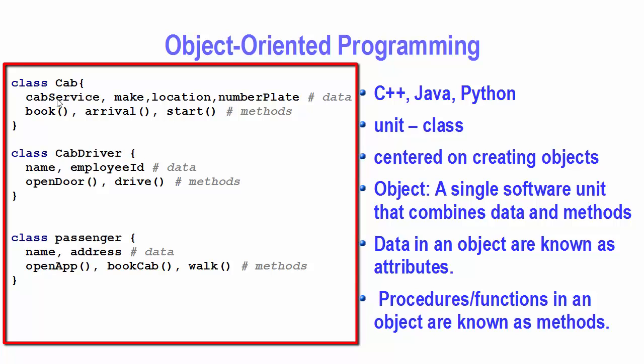All these things which I have written here are called data because they can hold some kind of data. Number plate has number plate data, location has geolocation data, make has the make data. Cab service can have data like Uber or any other cab service.